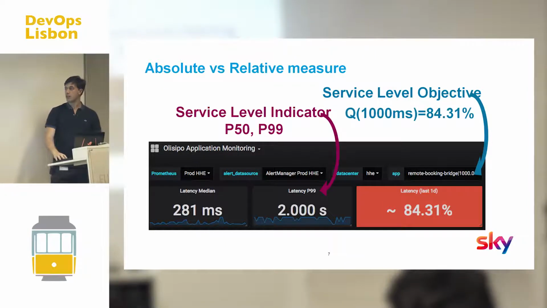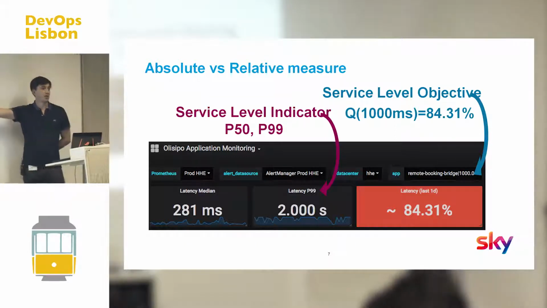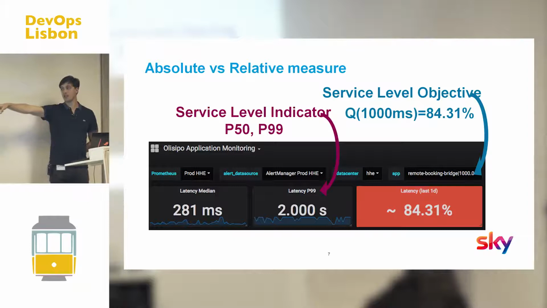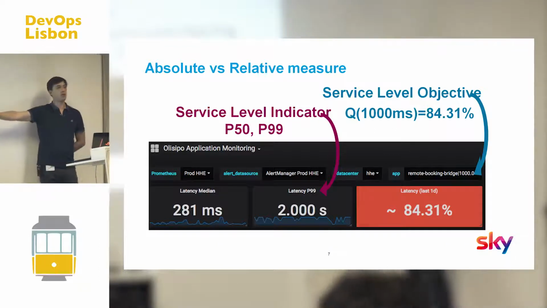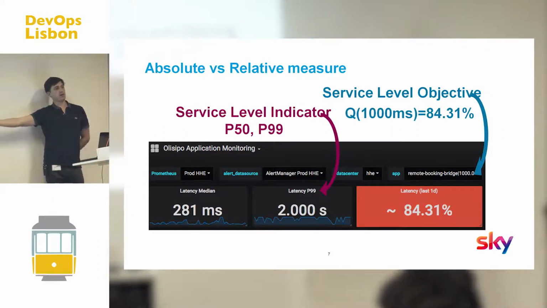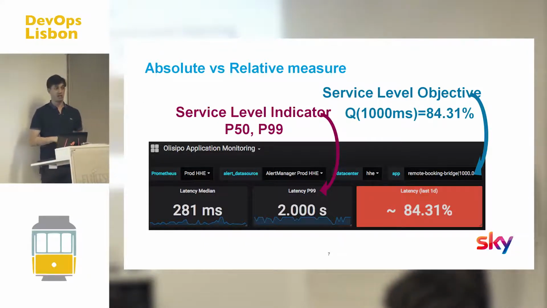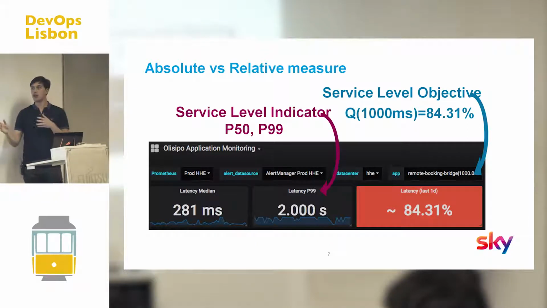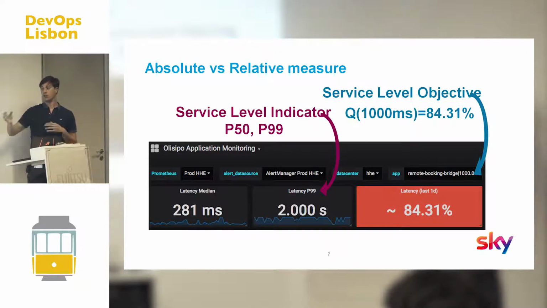What we have then on this red panel is that, for the service response time objective, on the last day this service was able to respond 84.31% of the time under the service level objective. So we don't really know how slow the other requests were, but we know that 84% of the time we achieved our objective. That's not good at all. And that's why neither one nor the other of these measures is enough by itself.